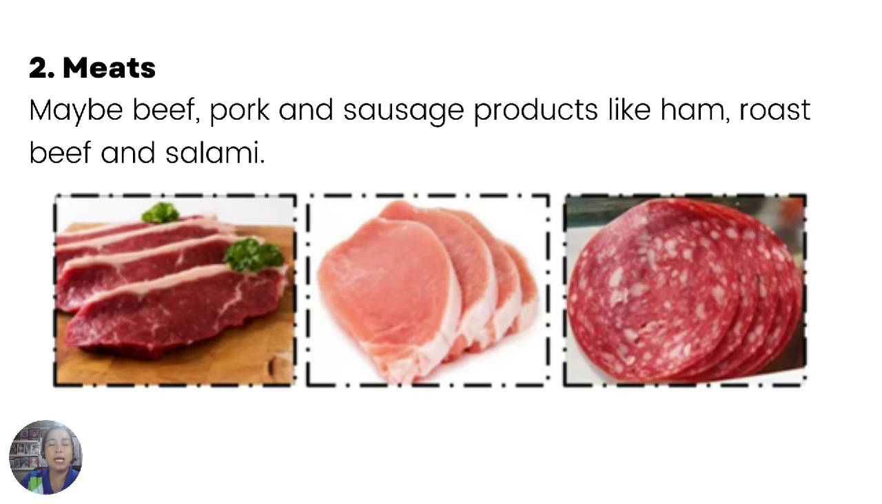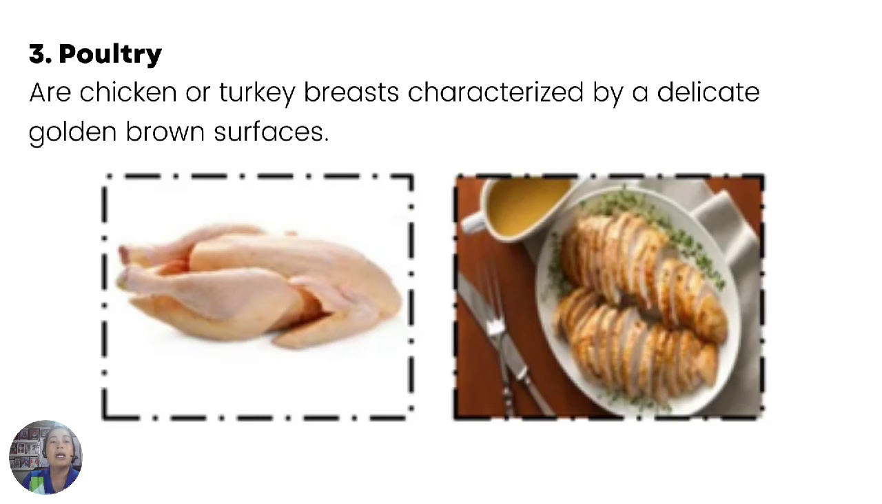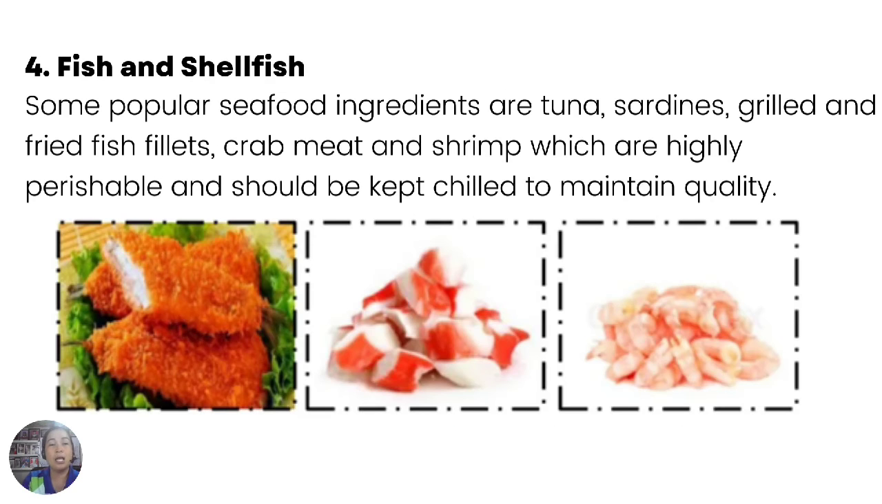Now, in terms of meat, iba-iba. Pwede tayong gumamit ng beef, pork, sausages, products like ham, roast beef, and salami. Preference na natin kung ano yung preferred meat natin na ilalagay as filling. Aside from meat, we can also use poultry, like chicken breast or turkey breast. Masarap din yan, lalo pag nalagyan na ng spread or vegetables.